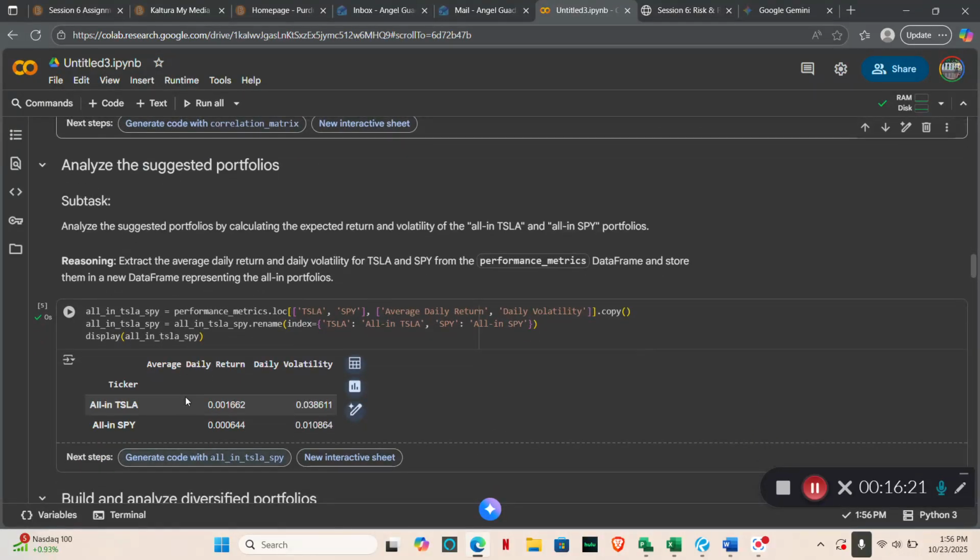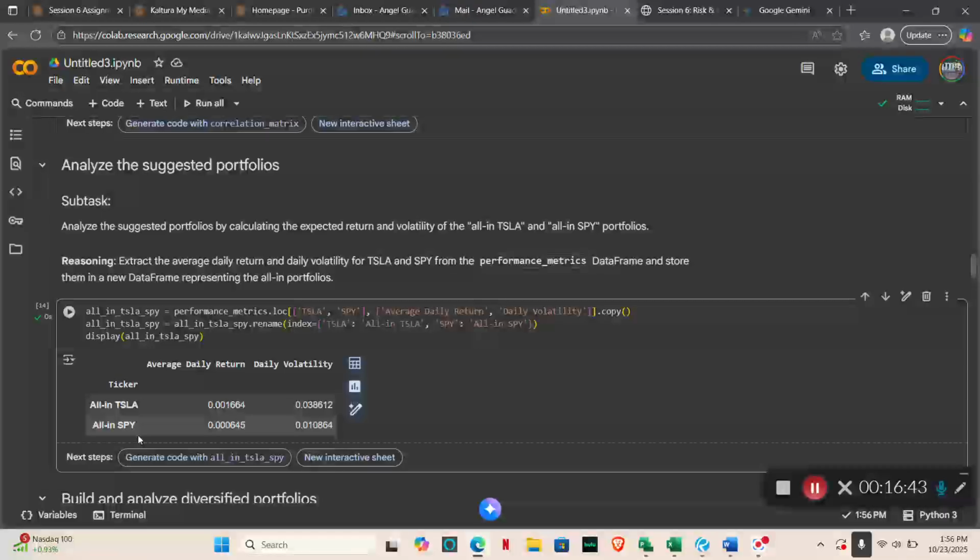Analyze the suggested portfolios. We must analyze the suggested portfolios by calculating expected returns and volatilities of the all-in Tesla and all-in SPY portfolios. If we do this, we get performance metrics for Tesla and SPY: the average daily return, daily volatility, and so on. For Tesla, the average daily return is higher than the average daily return for SPY, but it has a much higher volatility.